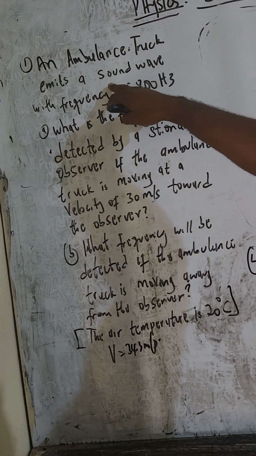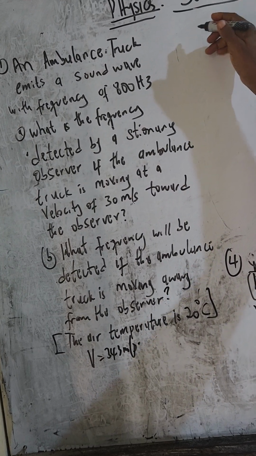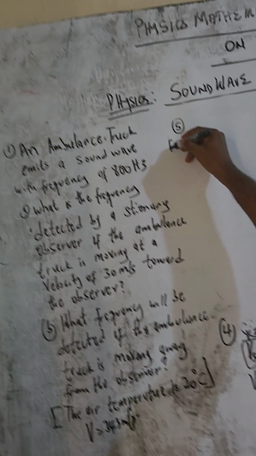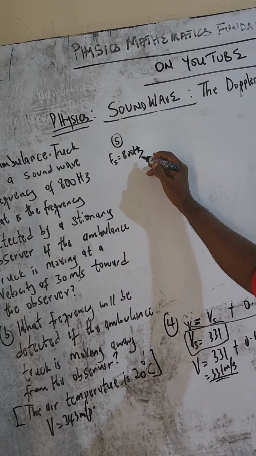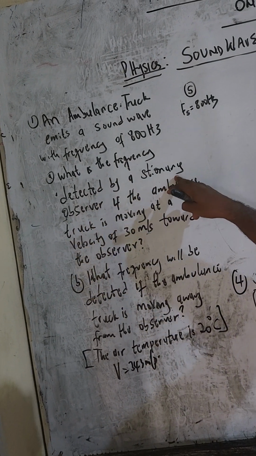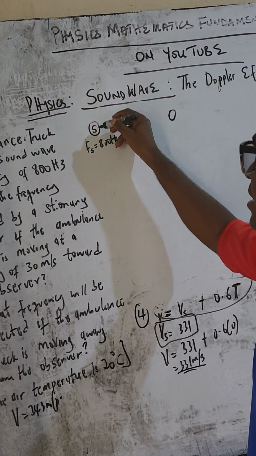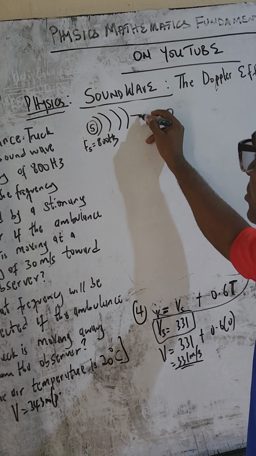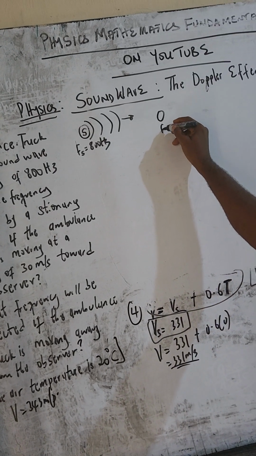A truck emits a sound wave with frequency this. So, the truck is our source. Let me write it as S. And the frequency of that sound wave from the source is given as 800 Hz. Now, the question says what is the frequency detected by the stationary observer. Let's say this is the observer. This particular source is emitting sound wave that is going towards this observer. So the question says what is the frequency of the observer?